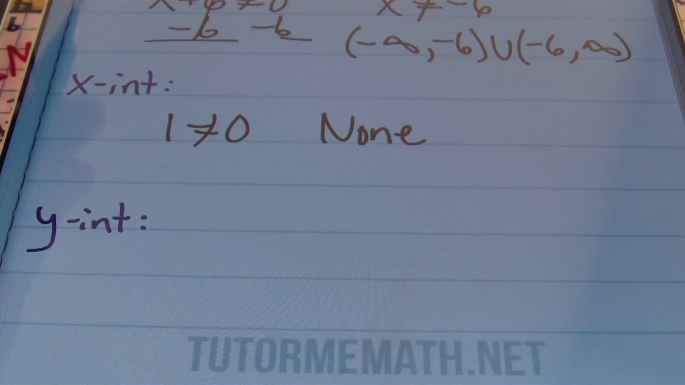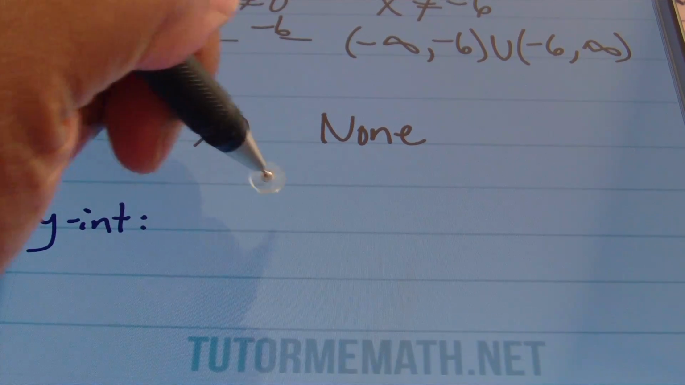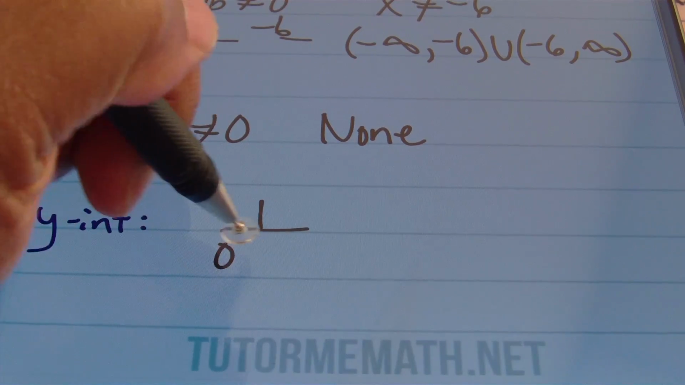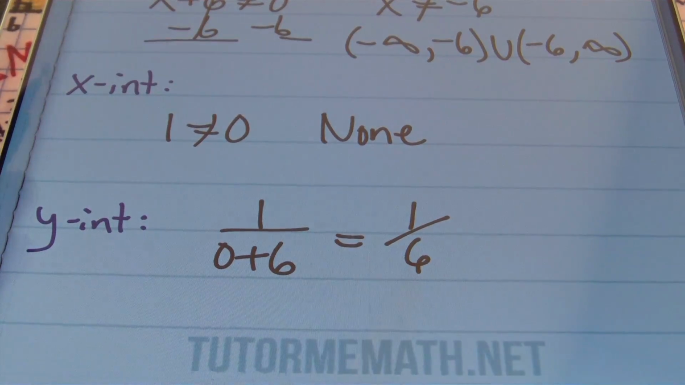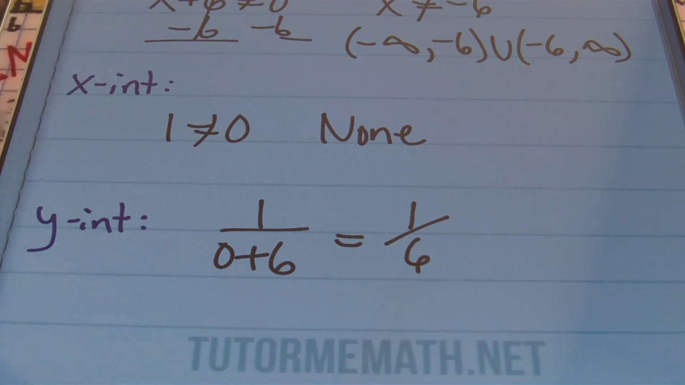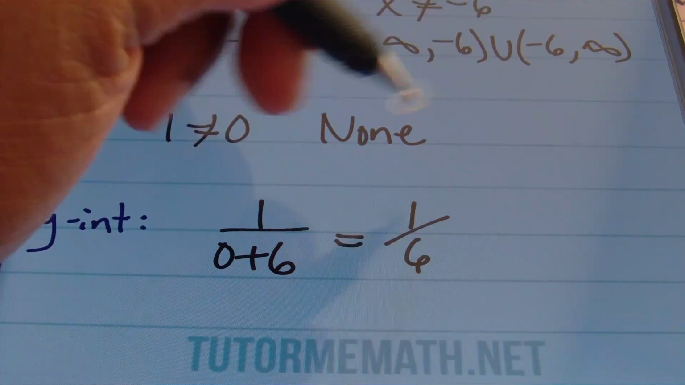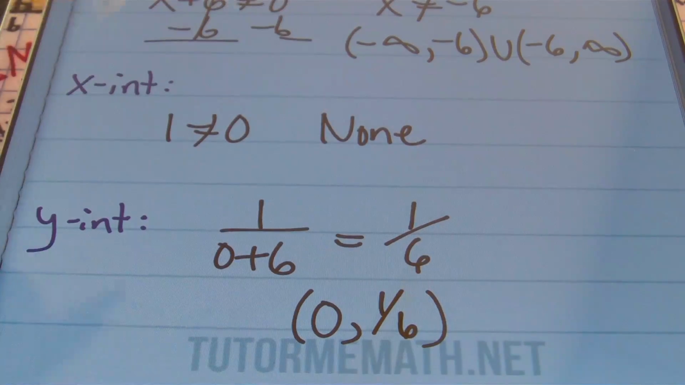None. It doesn't exist. Okay, but for the y-intercept, all you have to do is plug in 0 for x and solve for y. If I simplify that process, I have 1 divided by 0 plus 6, and if I simplify that, I end up with 1/6 as a result. Remember, this is what y equals. This is going to be f of x equals this value. So as an ordered pair for the y-intercept, I can say that it's going to be (0, 1/6), and that's it.